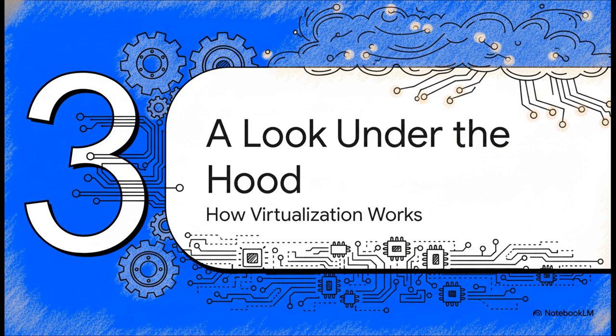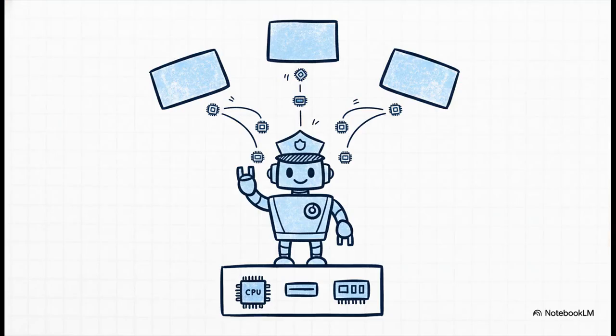What is this magical software layer that actually makes all of this possible? Well, the secret ingredient has a name. It's called a hypervisor. And you can think of a hypervisor as the ultimate traffic cop for a server's resources. It sits between the actual hardware and all those virtual machines, and it's constantly directing traffic, deciding who gets what CPU time, who gets what slice of memory, and making absolutely sure they don't crash into each other.